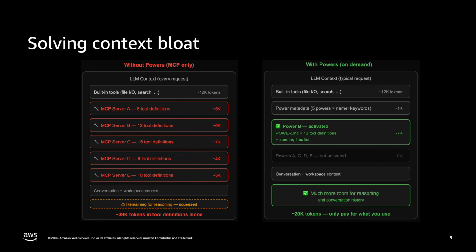On the right, you see what happens with powers. Only the tools from the activated power enter context. In this case, power B is the only one you need, so it loads its tool definitions along with power.md documentation and steering file list. The other 4 powers cost you absolutely nothing, zero tokens. So you go from tens of thousands to a few thousand tokens. And all that freed up space goes back to what actually matters: your code, your conversation history, and the agent's ability to reason through complex problems.